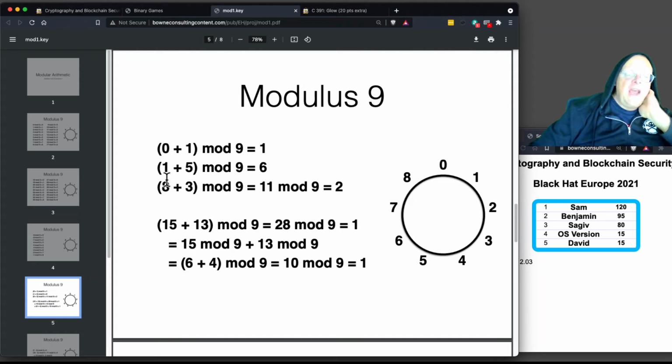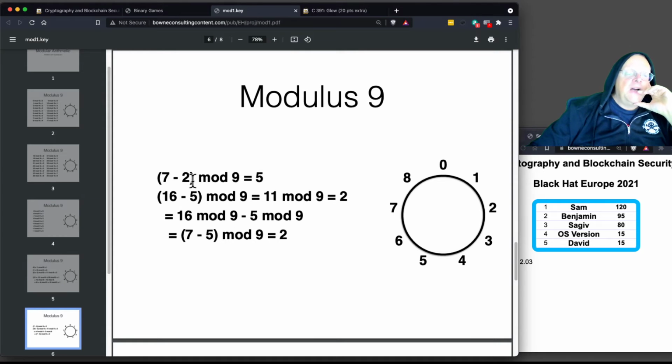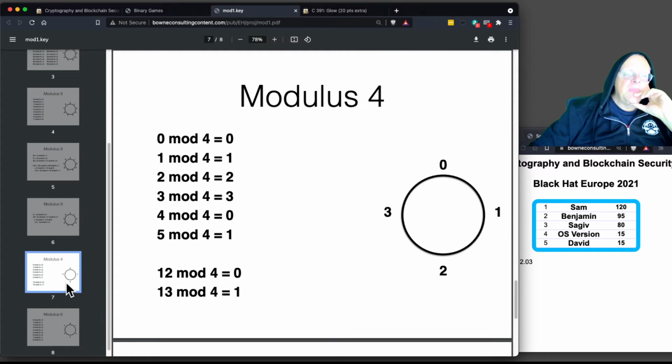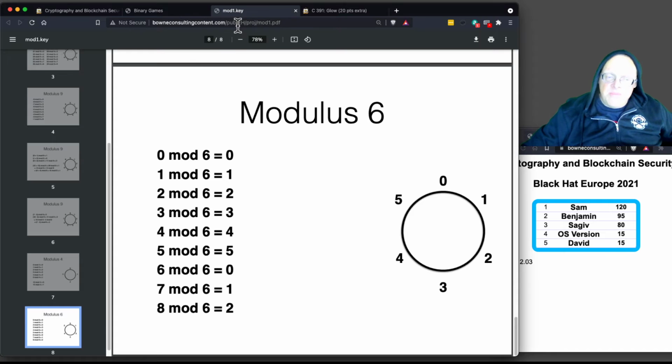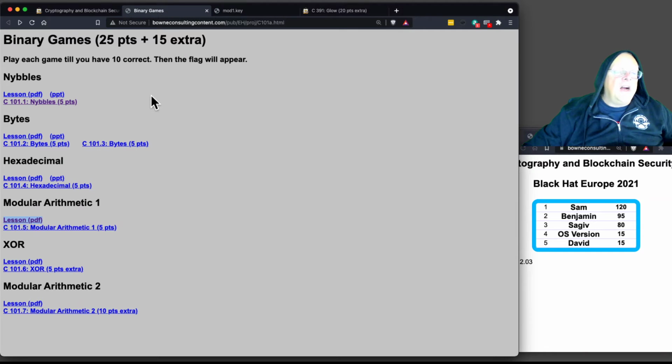And so you can add things. 1 plus 5 mod 9 is 6. 8 plus 3 mod 9 is 2. Plus another 3, it's 5. All right. And subtraction works fine, the same way it normally would. And you can have other moduluses like modulus 4. And here's modulus 6. So you have 0 through 1, 2, 3, 4, 5. And you keep adding, wrapping around to 0. So that's modular arithmetic.